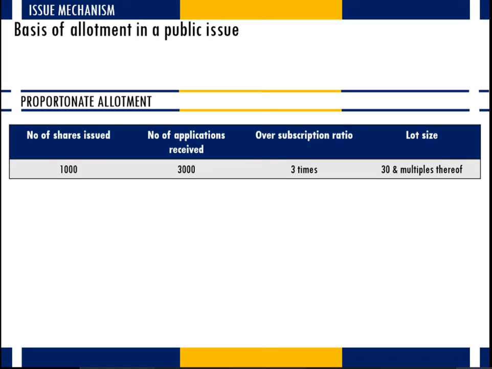The oversubscription ratio is 3, which means for every 1 share, 3 people have applied. And then what is the lot size? What is the minimum shares you want to sell? In this example, it is 30. So if you want more than 30, then you have to apply 60, 90, 120, 150, 180, 210, either minimum lot or in multiples of lot.